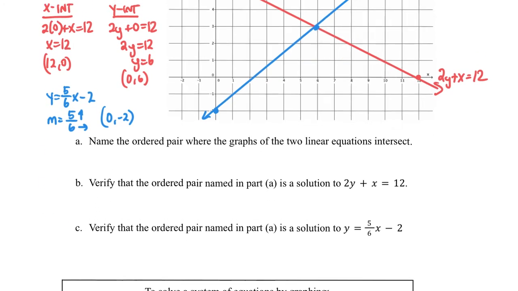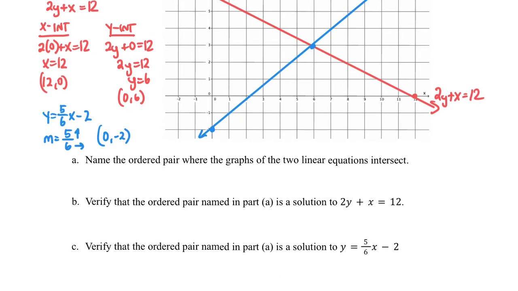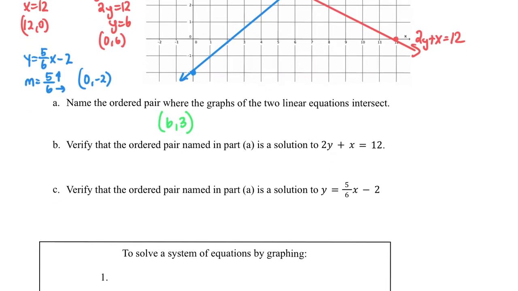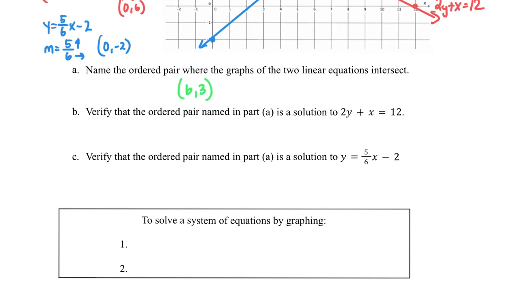All right. Name the ordered pair where the graphs of the two linear equations intersect. Okay, well, they intersect right here. And we learned in the last lesson that that's an important point. So that is the coordinates (6, 3). So that is the actual solution. Graphing is the method. Where they intersect, those coordinates, that's the actual solution. That's the actual solving. The coordinates of this point, x and y, make both of these equations true at the same time. So we can verify that by actually plugging in.